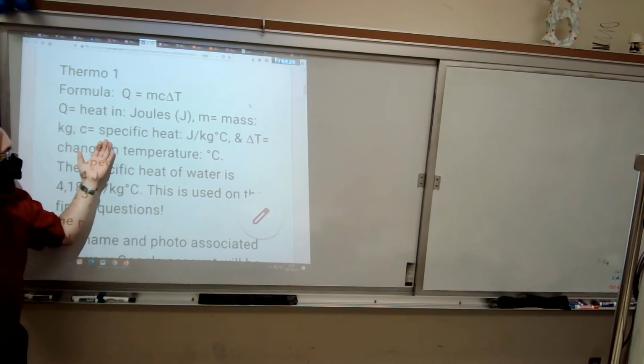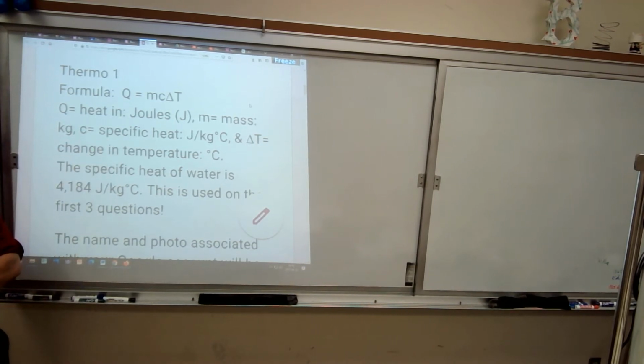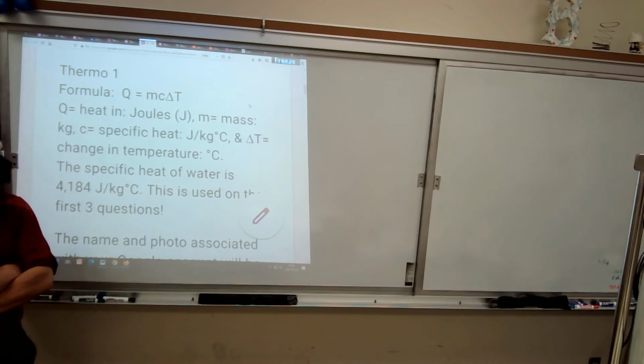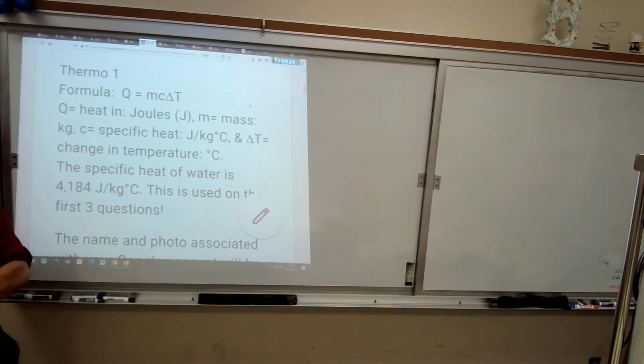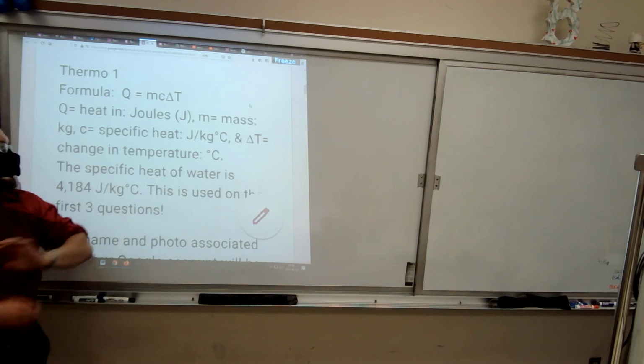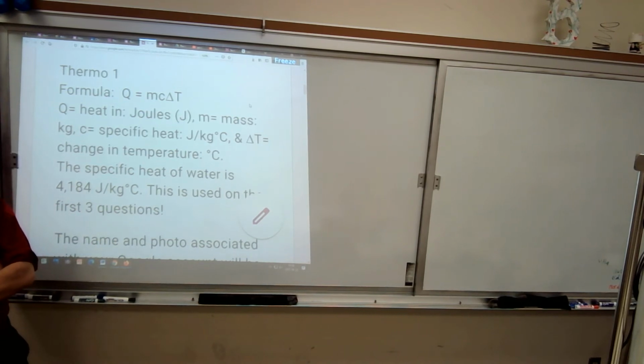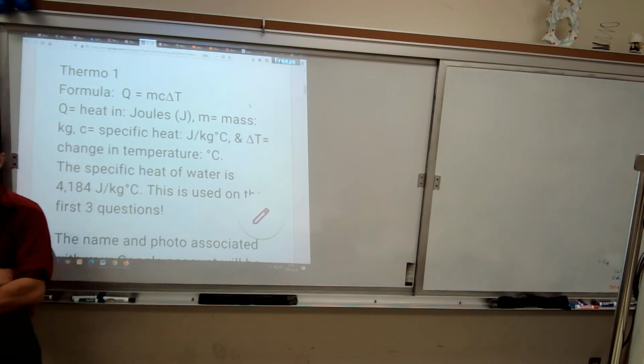Specific heat is how much energy it takes to heat up 1 kilogram of a substance, or 1 gram of a substance, depending on what unit you're using. Like water has a really high specific heat. You know how you have to put water on the stove for a long time before it'll boil? That's because you have to add a lot of energy to water for it to increase its temperature enough to get to its boiling point.